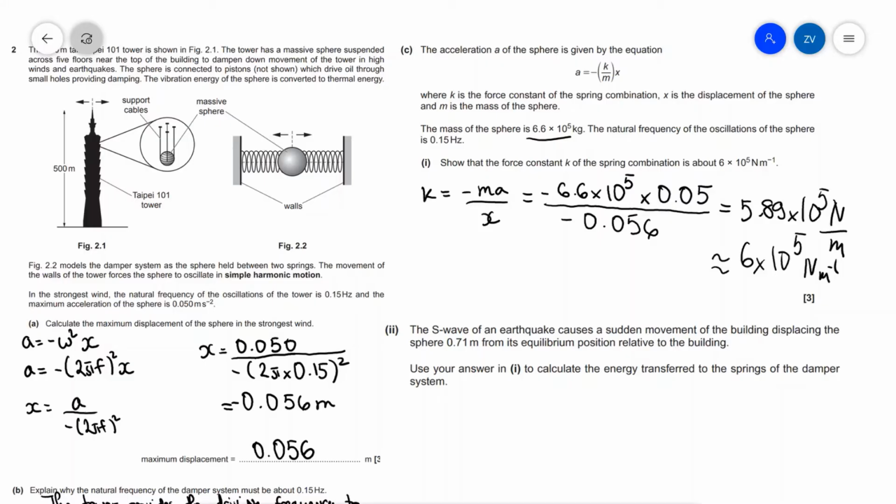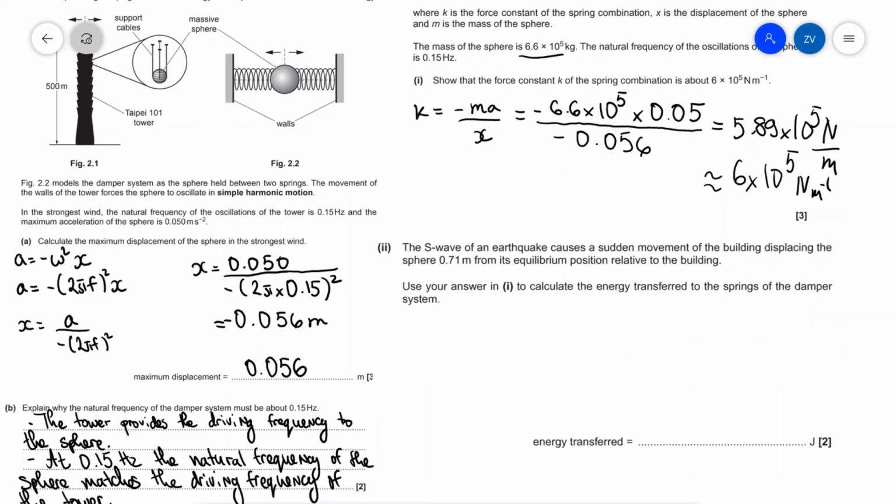Okay, let's have a look at C part 2. The S wave of an earthquake. Oh wow, this question now turns into an earthquake. What a roller coaster. It causes a sudden movement of the building, displacing the sphere 0.71 from its equilibrium position relative to the building. Use your answer to calculate the energy transferred to the spring of the damper system. Okay, so essentially we are assuming now that the building acts like a gigantic spring.